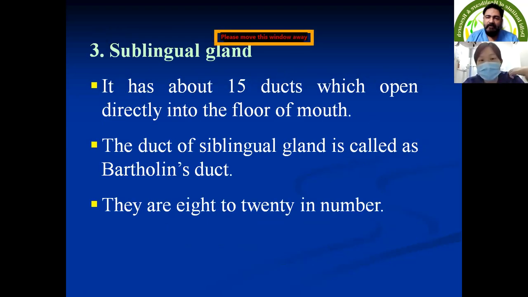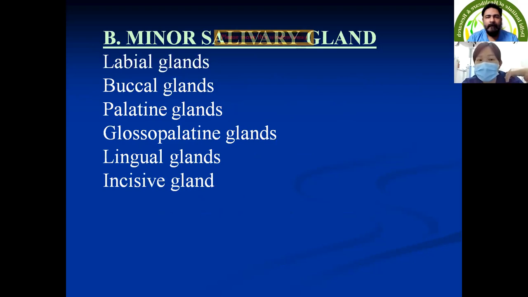Next is the sublingual gland. It has about 15 ducts, very small ducts, which open directly into the floor of the mouth. The duct of the sublingual gland is called Bartholin's duct, and there are 8 to 20 in number bilaterally. So these were the major salivary glands.